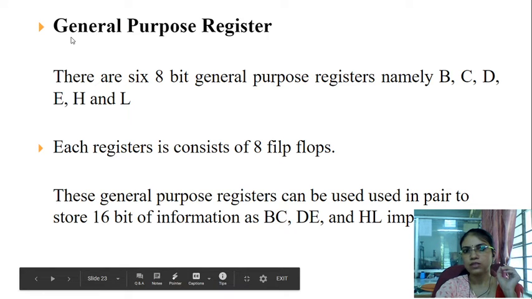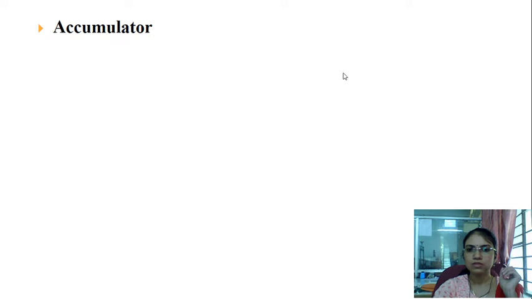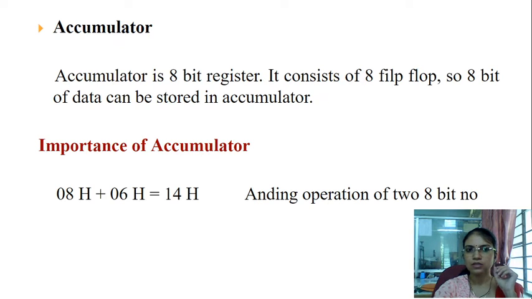These are called general purpose registers because they can be used by the programmer at any time and anywhere in the program. That's why they are called general purpose registers. Another topic we covered in the last lecture is the accumulator. The accumulator is also one of the registers. It also consists of 8 flip-flops and stores 8 bits of information. But it is different from the general purpose registers because it has its own importance.